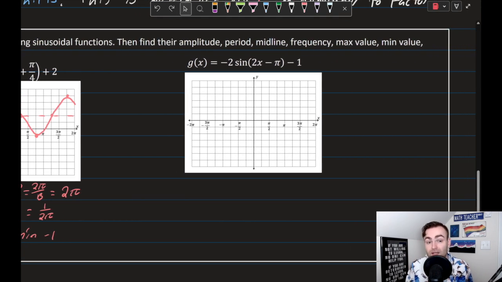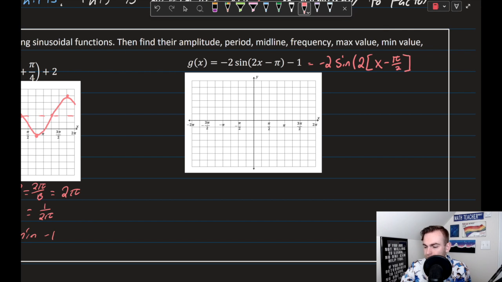Let's try this one. We got a lot more going on here. I spy with my little eye the fact that it's got a coefficient on the x and it's not factored. Let's do it. Negative 2 sine of 2, and I like to use braces either on the sine or the one on the inside. Doesn't matter, just so I have the differentiation. X minus pi over 2 minus 1. Now we can clearly see what each and every value is doing and how it's affecting our graph.